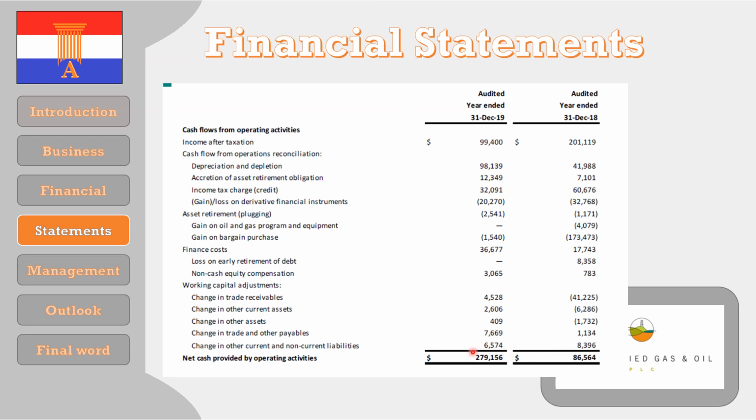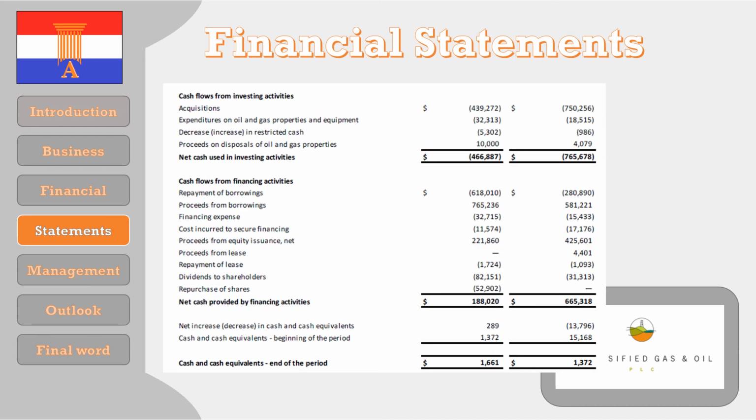So bottom line here, after all the cash corrections, this is how much cash they generated, and it differs a lot from the income. Basically, it's more than triple, almost triples the income. So this is what you want to be looking at for any company, in my opinion, but especially in this company.